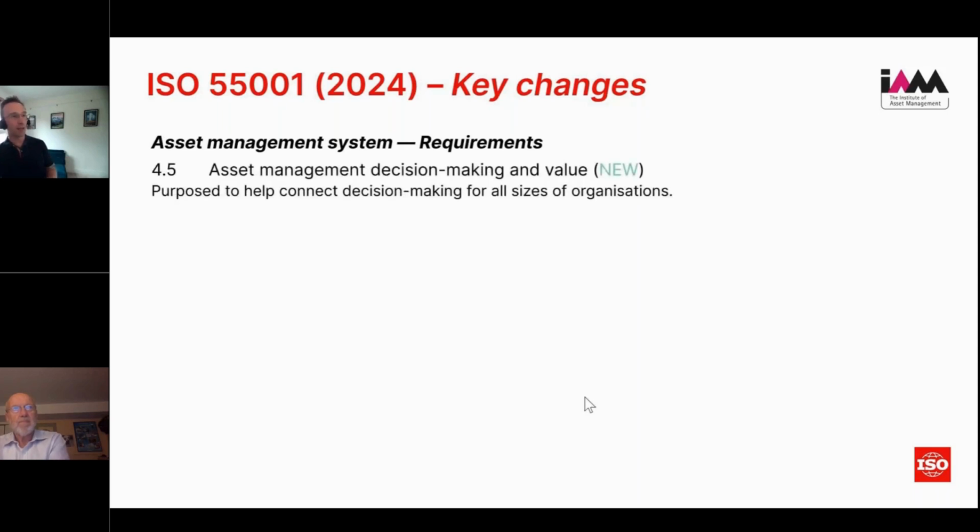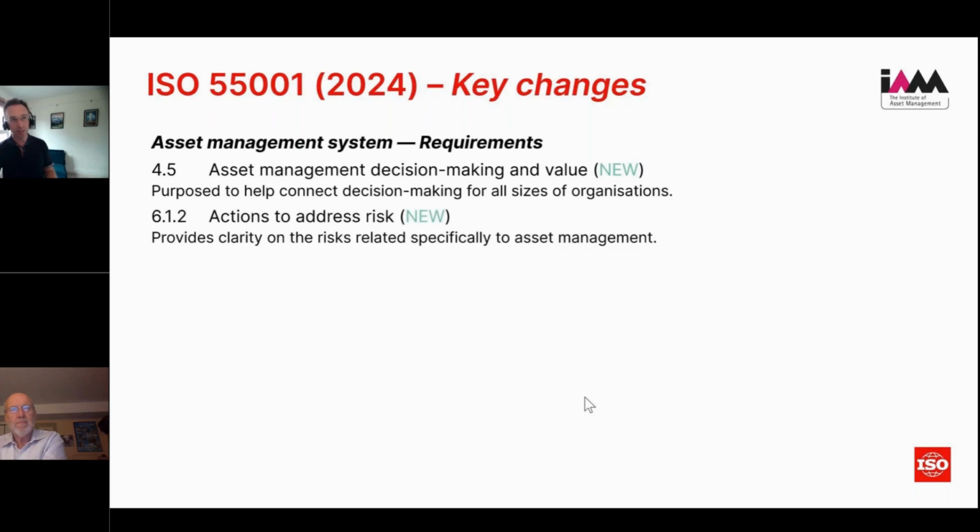As a reminder, this document about the asset management system is just about the requirements that we expect an organization to meet in asset management. To run through some of those changes, in section 4.5 we've got new requirements about asset management decision making and what value means. The idea is that it's now a better fit for all sorts of different organizations. We talk more about the actions you need to undertake to address risk.